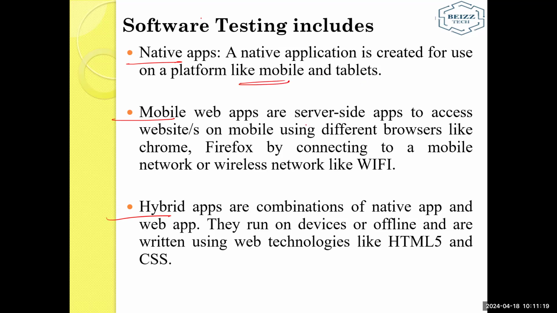Mobile web applications are server-side apps to access a website on mobile using different browsers. Even we can connect the mobile with the network or some wireless connectivity. So these applications require a browser and connectivity, and hybrid is a combination of both native as well as web. They run on the device offline, online, and are written in different technologies. So HTML5 and CSS are generally used when a hybrid type of application is developed.